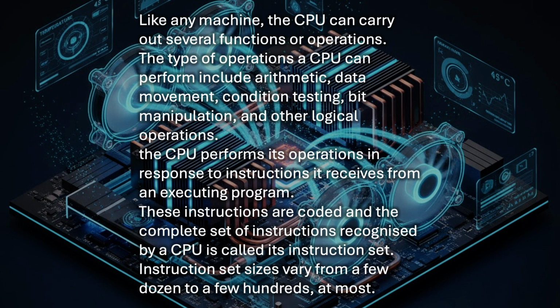The CPU performs its operations in response to instructions it receives from an executing program. These instructions are coded, and the complete set of instructions recognized by a CPU is called its instruction set. Instruction set sizes vary from a few dozen to a few hundreds, at most.